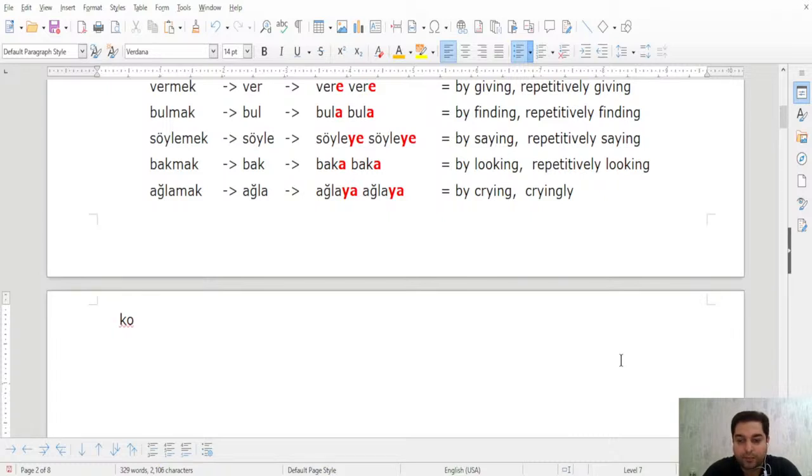Koşmak, right? The root is koş here. Oh, my keyboard is problematic. So how will you translate it? Koşa koşa, right? Now, koşa koşa is the same as koşarak. There is no difference between koşa koşa and koşarak, okay? So I went home running. Koşa koşa gittim or koşarak gittim. There is no difference. But in other contexts, it doesn't mean the same thing.